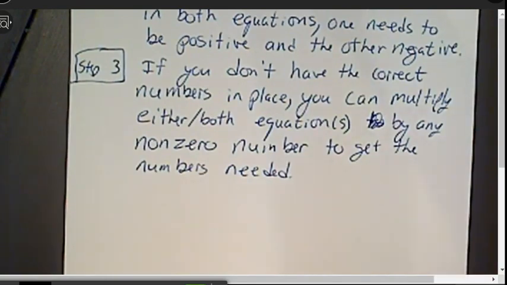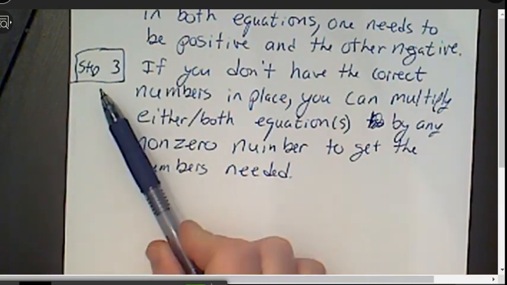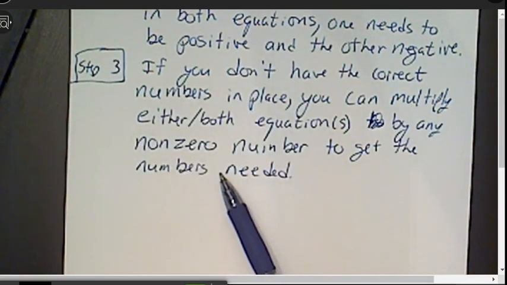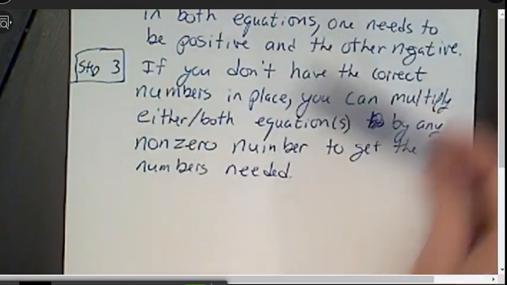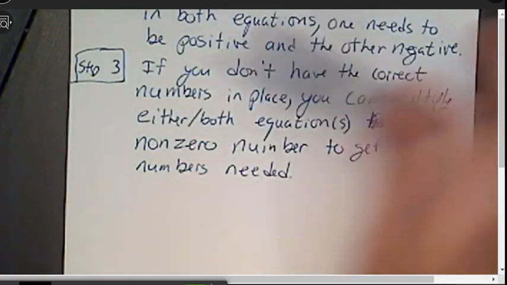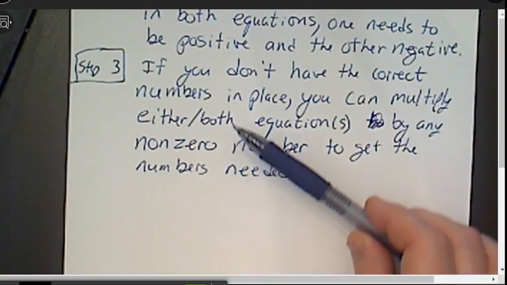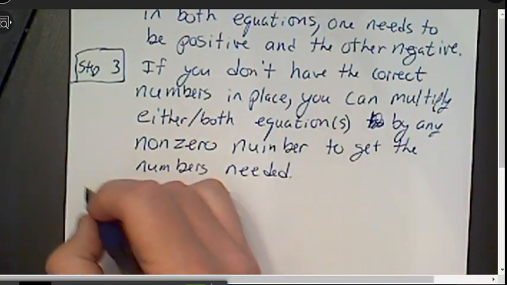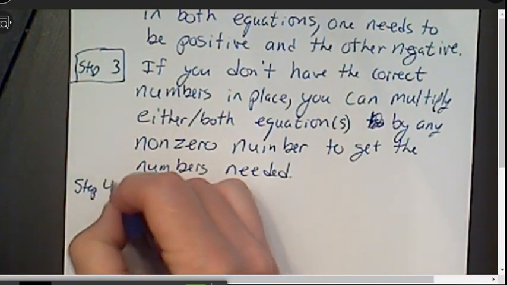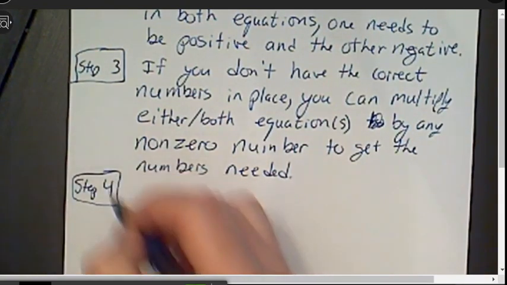Okay, so the first 3 steps are kind of procedural. And again, really the only thing that you're doing here is step 3, that if you need to, you can multiply some numbers out to get what you need. Once you've got all these numbers and everything's lined up, now we've got 2x and negative 2x, or we've got 3y and negative 3y. Then all you're going to do is add the systems together, or add the equations together.